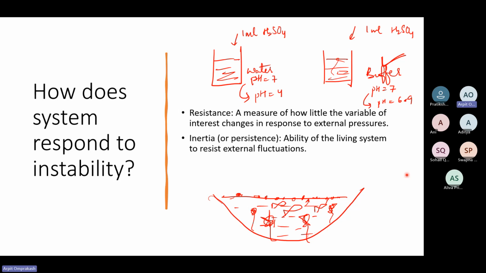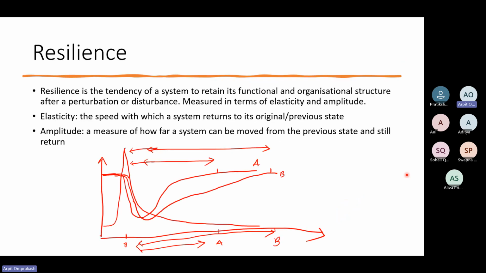How does a system respond to instability? We are talking about community stability now. Resistance is a measure of how much your system is resisting, so how much it is changing in response to external pressures. Inertia is the ability of the living system to resist external fluctuations. Now, resilience is the tendency of a system to retain its function and organization after a disturbance, measured in terms of elasticity and amplitude. Elasticity is the speed with which it returns to the original state. Amplitude is how far it was disturbed. So this depth is amplitude, and this thing is elasticity.